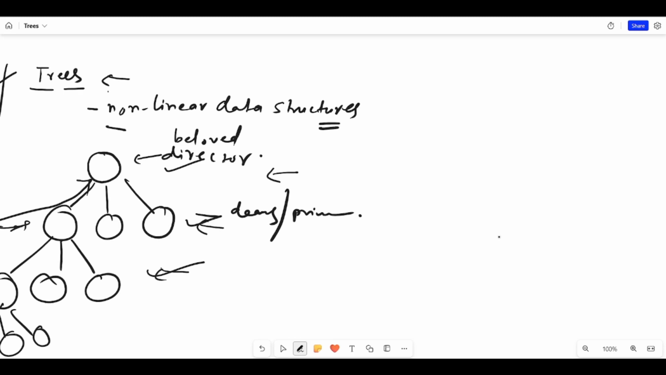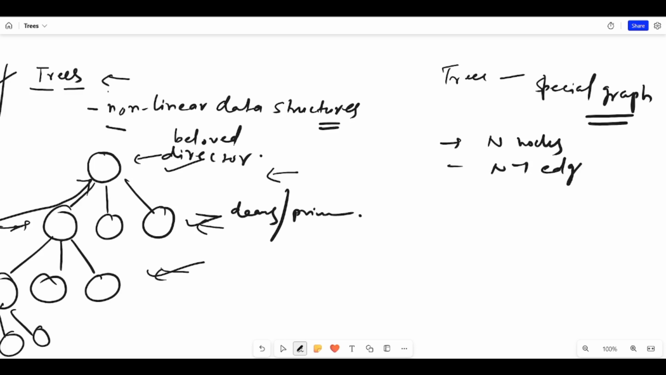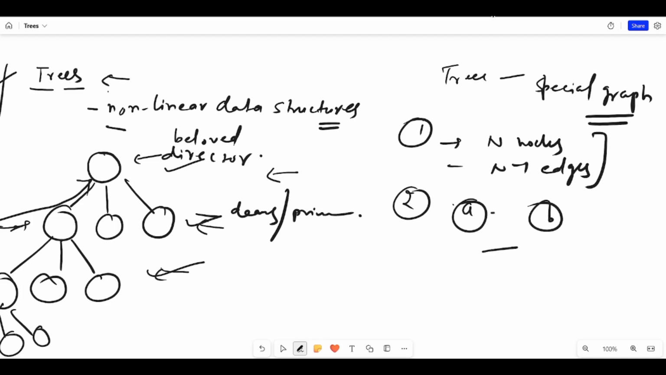So if I give a definition, by definition a tree is basically a special graph which has n nodes and n minus 1 edges. That is a tree. This is the first point. Also, it's a special graph where for every pair of nodes, take any two nodes A and B, we have exactly one path. There is no more than one path. Like in a graph, we can have more than one path, but in a tree, we do not.